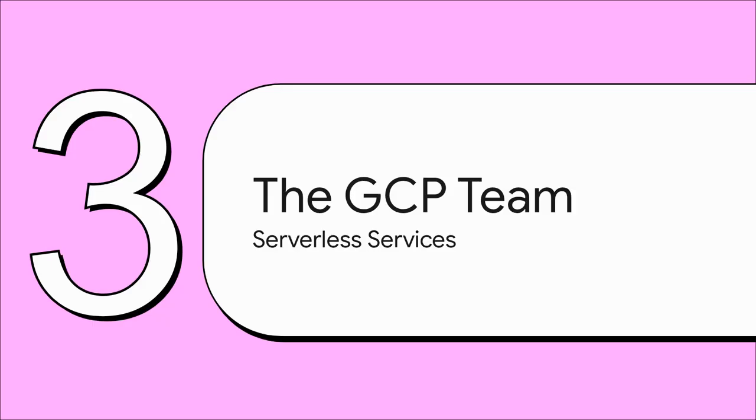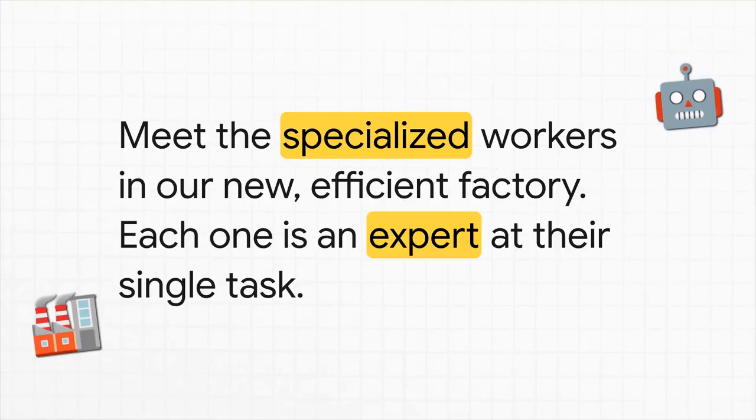Now, to actually build this relay race on Google Cloud, you're going to need a team of specialized services. This is your GCP serverless team, and every single member has a very specific job to do. Let's think about this whole thing as a new, super efficient factory. Instead of having one person frantically trying to do everything at once, you have a bunch of specialized workers who are absolute experts at their one single task. That's really the heart of the serverless idea.